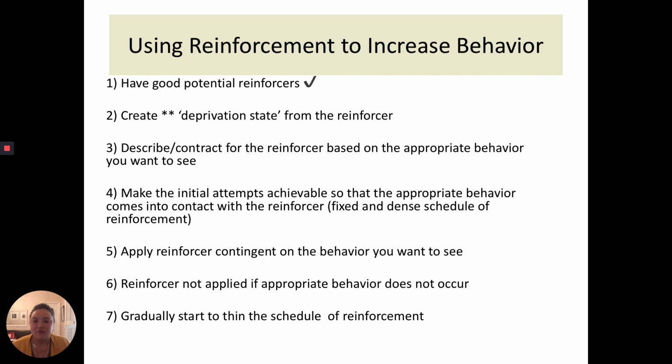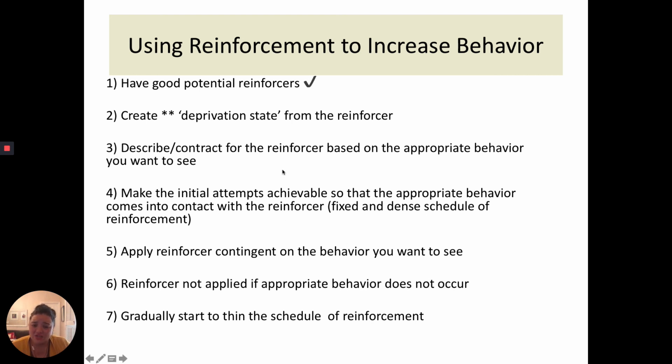If possible, we want to consider creating a deprivation state from the reinforcer. We know reinforcers are strongest when students don't have easy access to them. So make sure it's something that they don't get a lot at home, or they don't get a lot throughout the day.